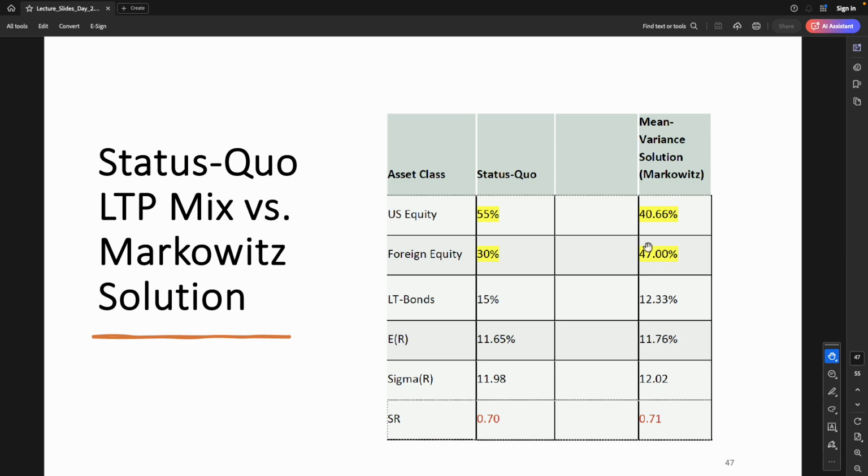And we saw foreign equity has a 6% correlation with bonds and the same Sharpe ratio as US equity. The US equity has a 25% correlation. Therefore, all else equal, if you put more into foreign equity, you can diversify more without losing Sharpe ratio relative to US equity.